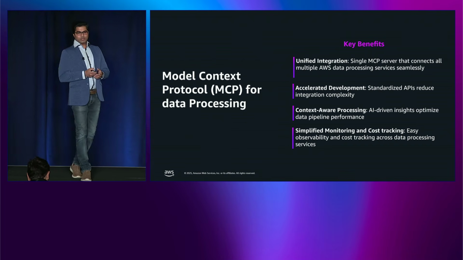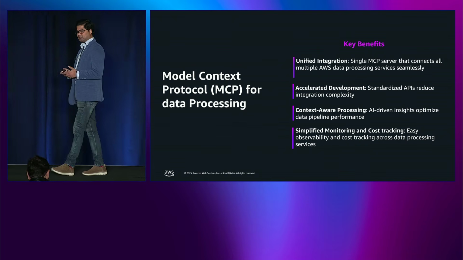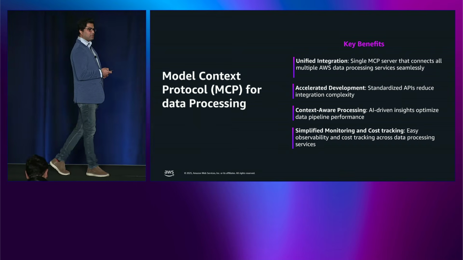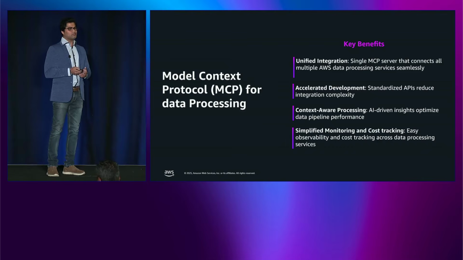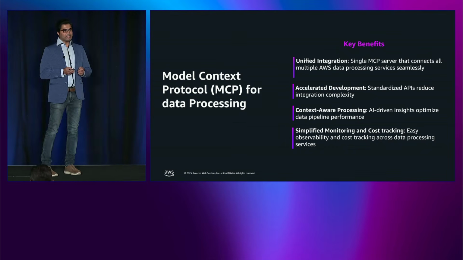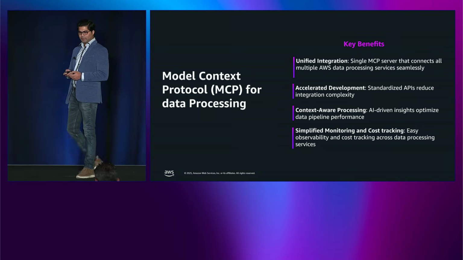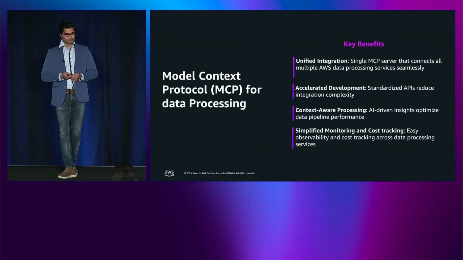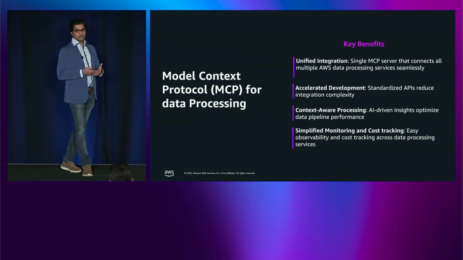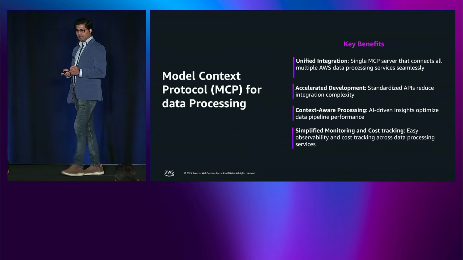Model Context Protocol is an open source standard developed to allow AI assistants like Amazon Q or Kiro to get access to real-time data. In recent times, we have released a lot of MCP servers for data analytics services, including the data processing MCP server. That includes AWS Glue, Amazon EMR, and Amazon Athena. It provides several benefits. As you can see, 3 services are integrated into a single MCP server, which provides you a single API for integration.